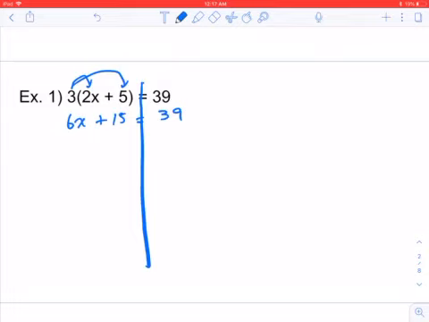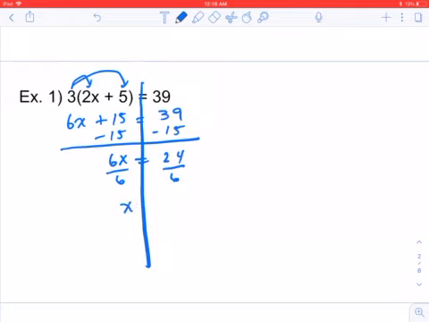So now we're ready for solving steps. We do not have variables on both sides. That's fine. We do have ones on the same side as the x. So we've got 15 positive ones, so we're going to use negative 15 to get rid of that. So we're going to have 6x equals, let's see, that's 24. Last step, divide by the coefficient of x, which is 6. So divide by 6. So x equals 4.